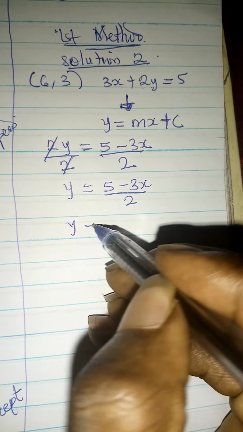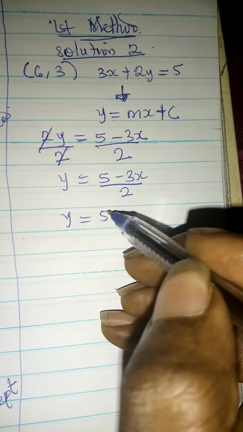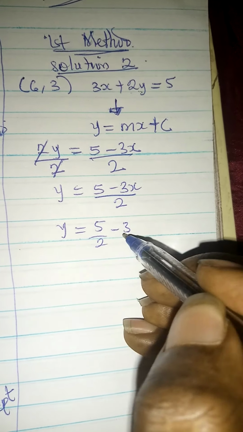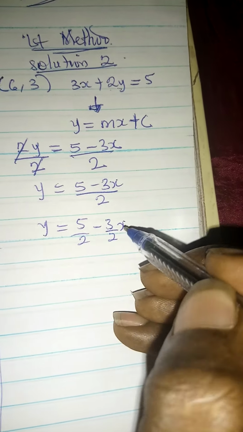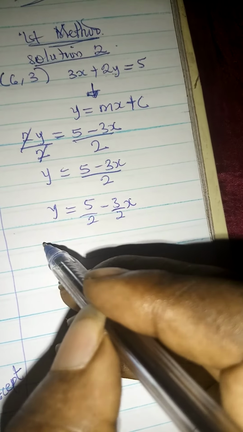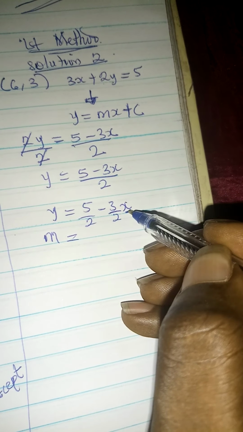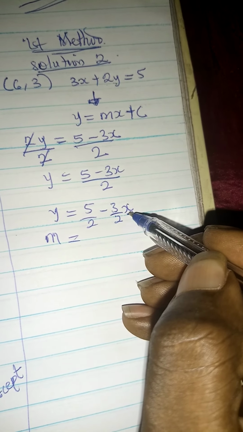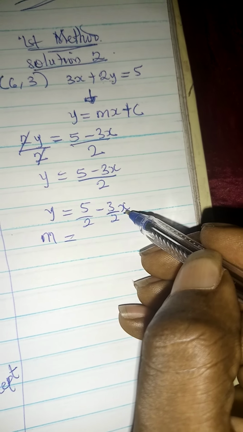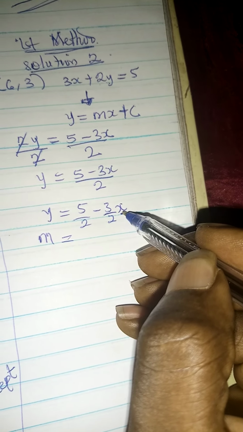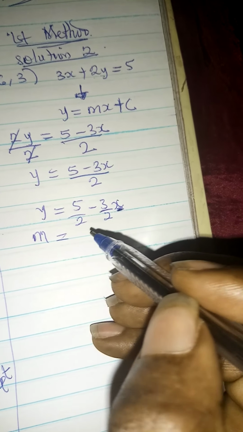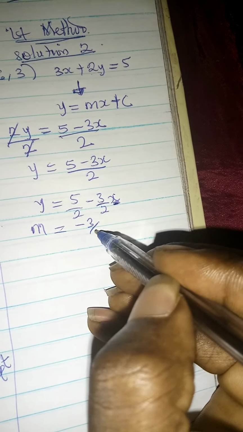Then I can separate it. I can write it out separately. 5 over 2 minus 3 over 2x. So that means that the slope here, which is the coefficient of x, always remember that the slope is the coefficient of x. So anyhow you are working, you'll be able to identify your slope. So m equals to minus 3 over 2.